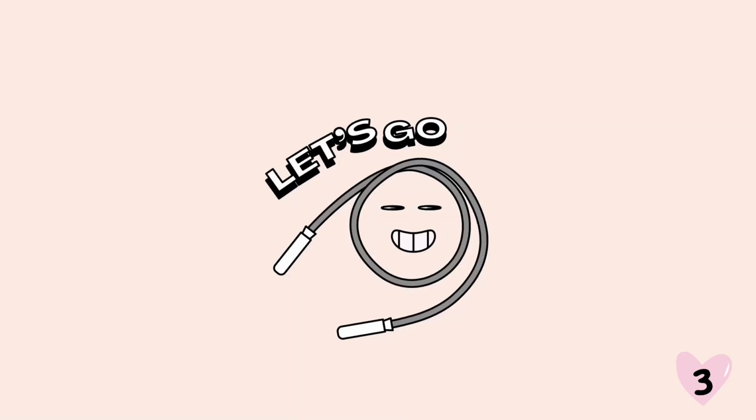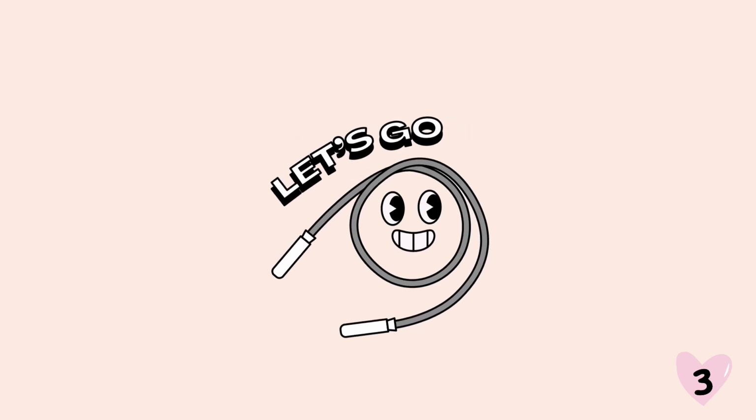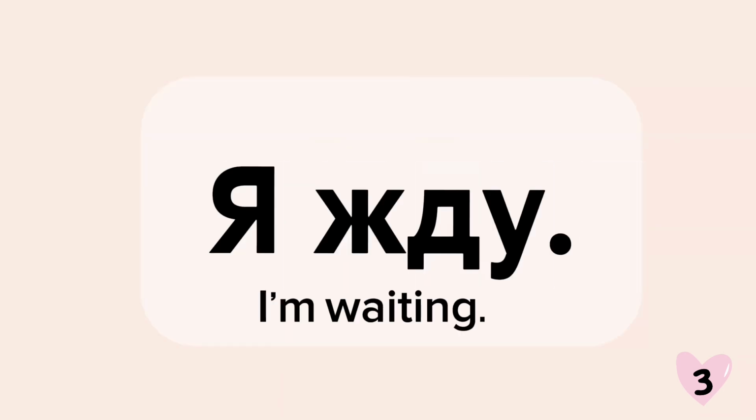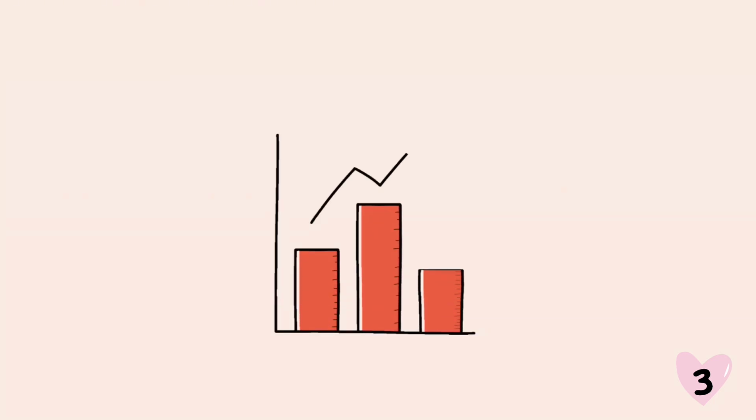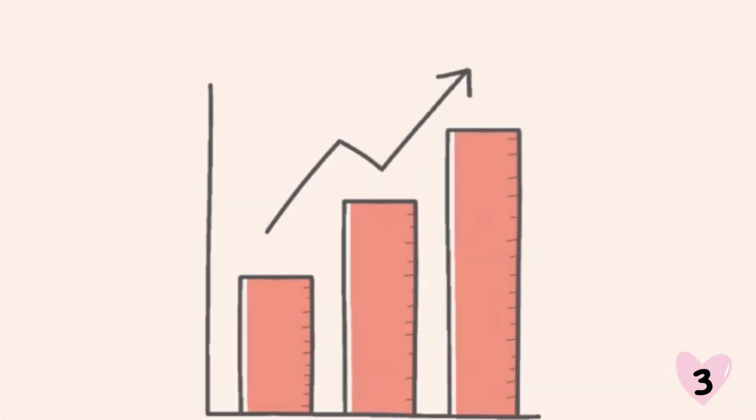Great! Ready for a new word and phrase? Let's go! First up, here's a phrase that means I'm waiting. Look, just two short words. And here's the cool part. We already know all the letters in this phrase. That means you can read and say this phrase right now. But first, just to be sure, let's go through all the letters in this sentence, one by one. Remember, repetition is the mother of learning.